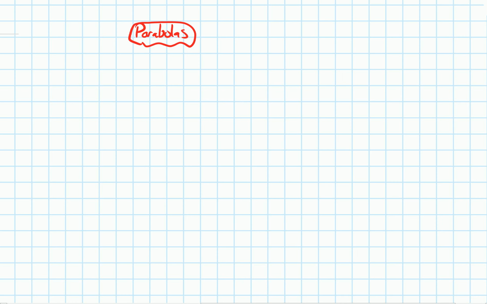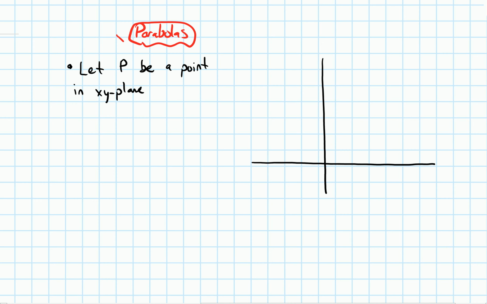In this video, we will review parabolas, and I want to focus especially on where the equation of a parabola comes from. Okay, so here is the setup. Let P be a point in the xy plane. If I draw a picture of some axes, I've got my y-axis and my x-axis, so x and y. Somewhere in this plane, I'm going to draw this point P.